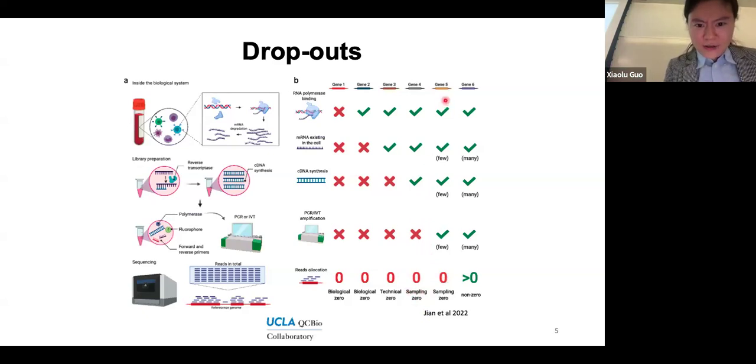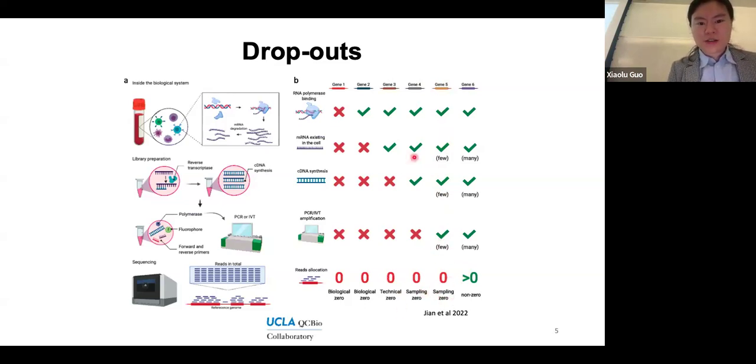And these two cases are similar. Here it's not amplified at all. Here it's amplified, but because the original signal is too weak, even if it's amplified efficiently, the total amount still doesn't reach the threshold to be detected. So we will still see a 0. So these two are called sampling 0.